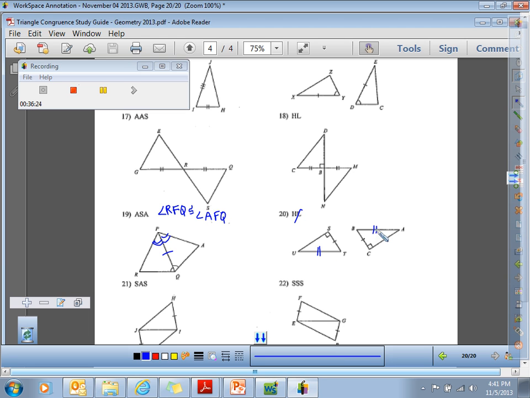For 20, hypotenuse leg, I see one of the legs is marked, so I need the hypotenuse. That would be this needs to be congruent to this. So UT should be congruent to, I think that's segment AB.